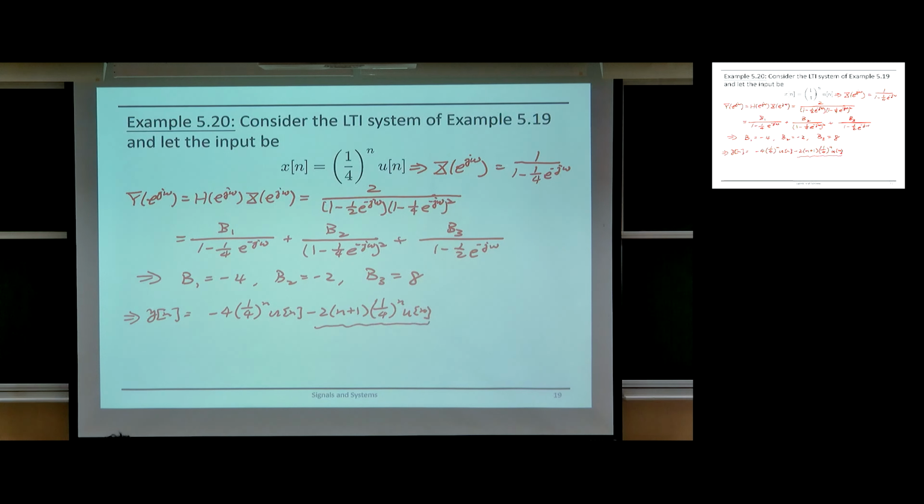And this, see example 5.13. So we derived the transform of this in example 5.13. And the last one is the same as the first term, which gives you 8 times 1 half to the power n times the step function u[n].